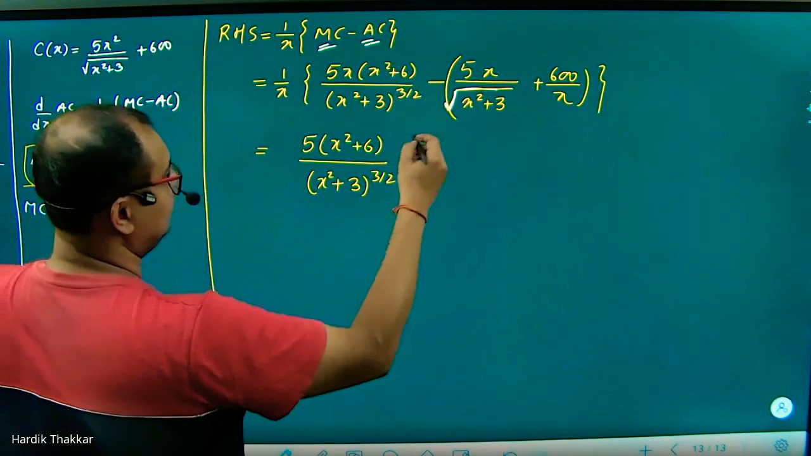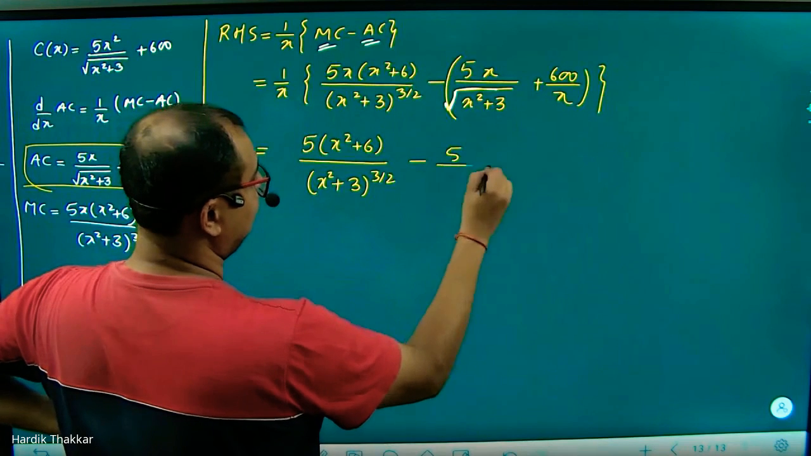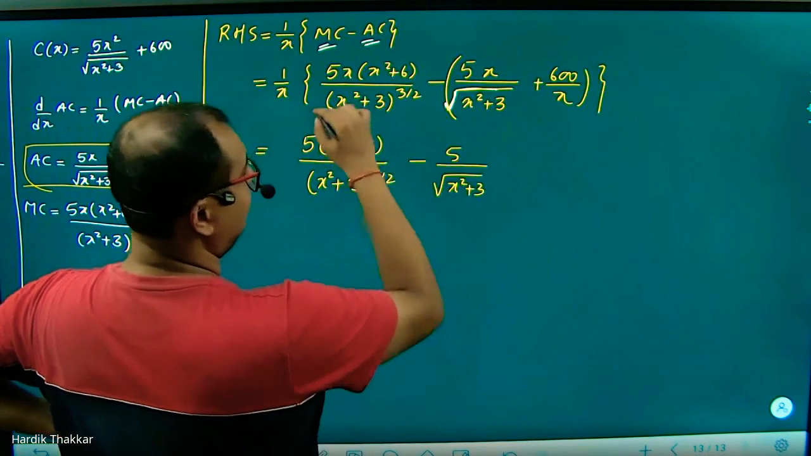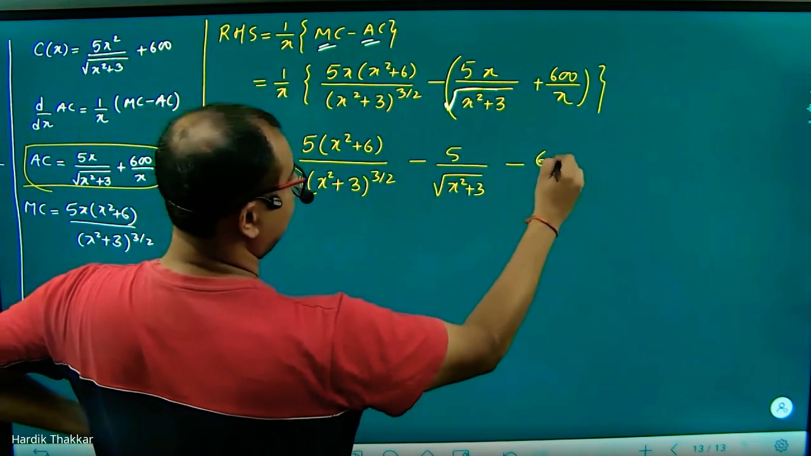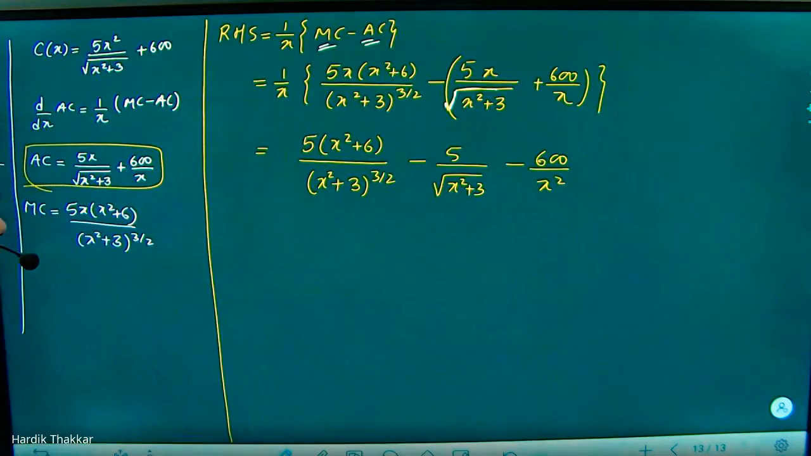Now also for this part, this x and this x get cancelled out, and we will get minus 5 upon root over x square plus 3. Okay, now here in the last part it will be minus 600 upon x square. This step is clear? You said that we will be multiplying x, no? In the denominator, it is the same only as it is, x square plus 3 and then 3 by 2 is in the power.